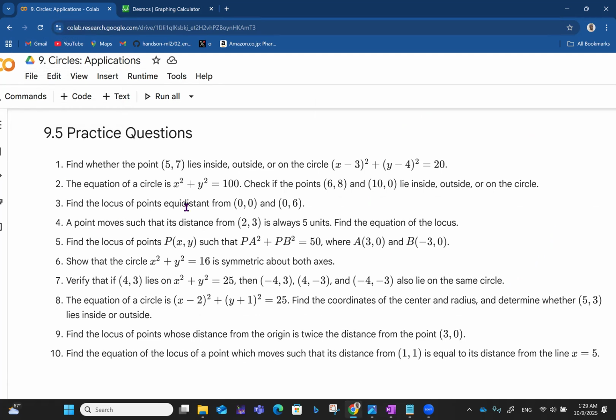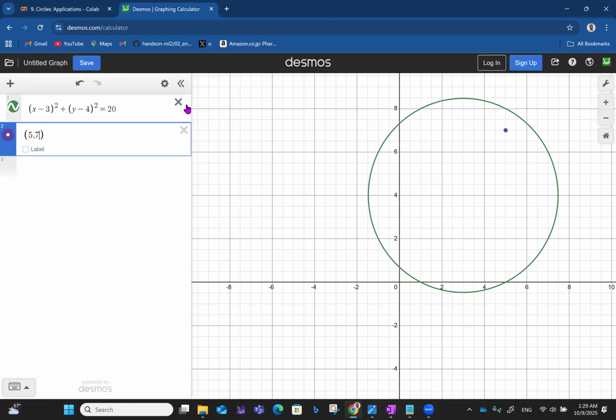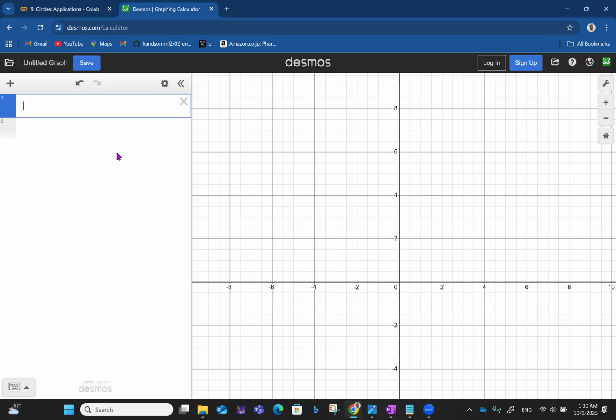Then we have the equation of a circle x squared plus y squared equals 100. Check if the points (6, 8) and (10, 0) lie inside and so on. Of course, the radius here is 10, okay? And the distance from here to the center is also 10. So (6, 8) will definitely lie on the circle. Then (10, 0), yes, I think they both lie on the circle, because (10, 0) will also give a distance of 10.